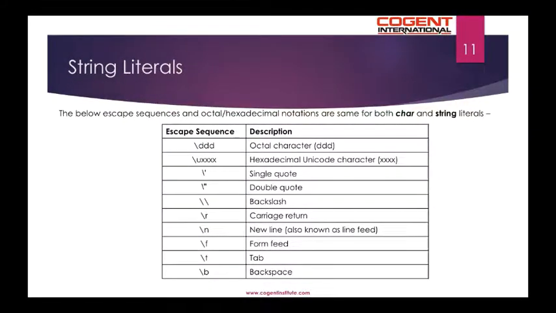So below are the escape sequences and octal/hexadecimal notations for both char and string literals. The escape sequence is a backslash followed by the 3 digits, which is an octal number. You have the hexadecimal Unicode character, which starts with a backslash u with 4 hexadecimal digits. For a single quote, you need to escape it with a backslash. For a double quote, we need to escape with a backslash, and so on.